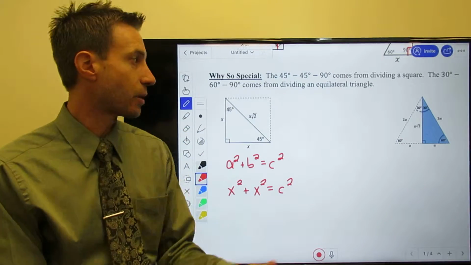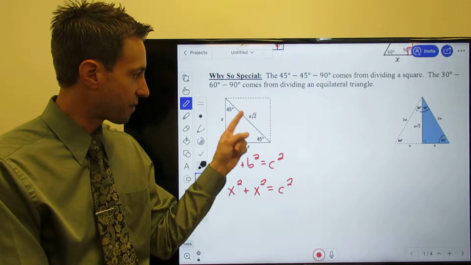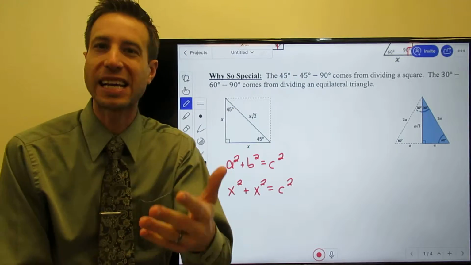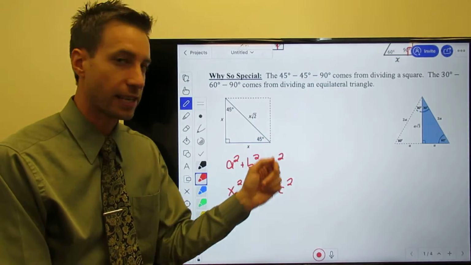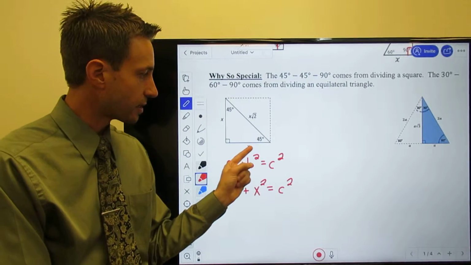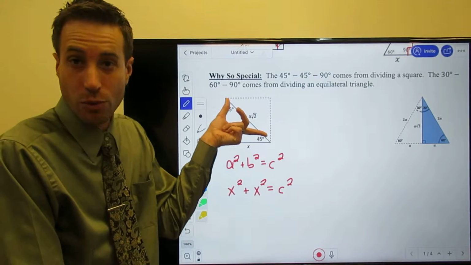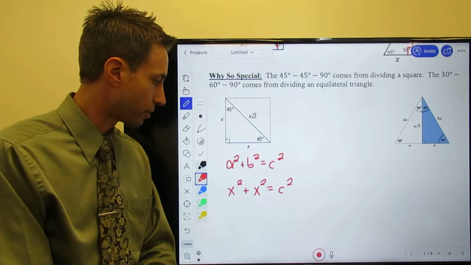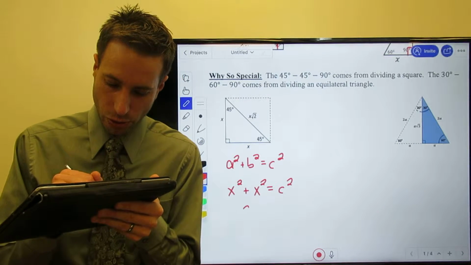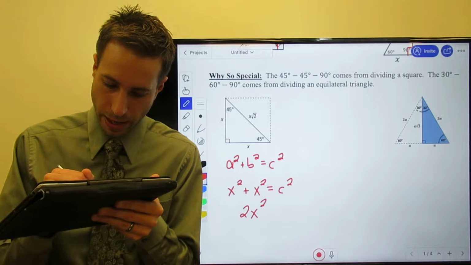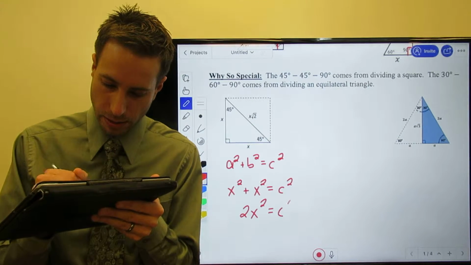Let's just say we hadn't already talked about this. We're trying to find the length of the hypotenuse, right? Because I know that the sides of a square are always the same. All 4 sides are the same. So whatever the length of this side is, the length of this side has to be as well. What we don't know is the length of the hypotenuse. Well, here's what I do. I go ahead and add those guys together and I get 2x squared equals c squared.